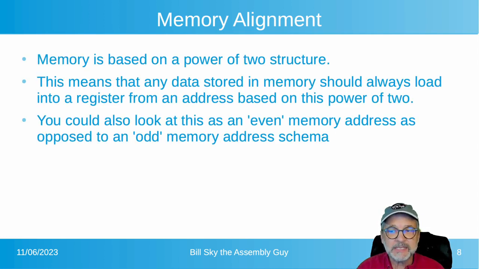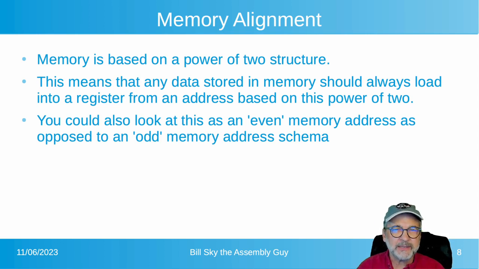So what actually is memory alignment? Again, memory is based on a power of 2 structure. This means that any data stored in memory should always load into a register from an address based on this power of 2. Now that doesn't mean that you have to do that. It just means that it's much more efficient, because if you're moving data from a memory location to a register, instead of the CPU having to fetch data from the chips twice, it'll only fetch it once if it's aligned correctly.